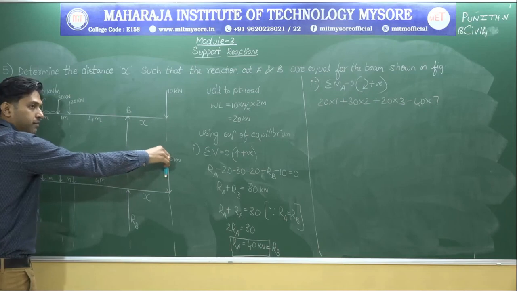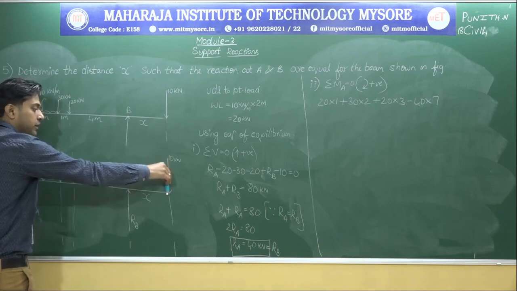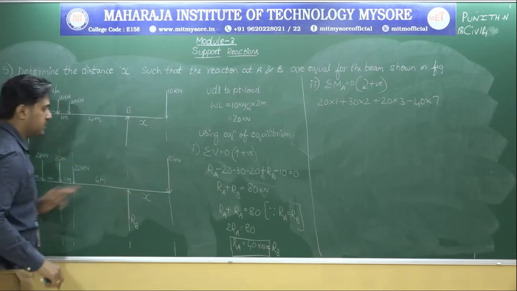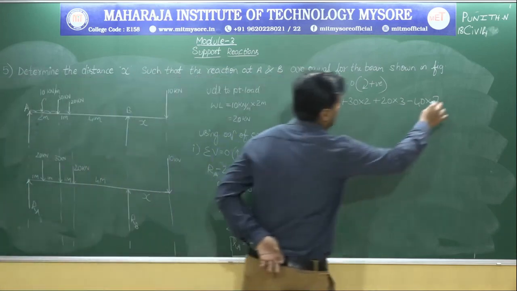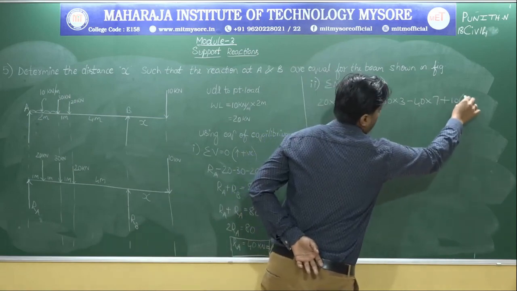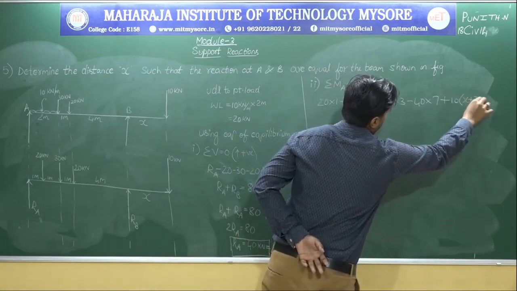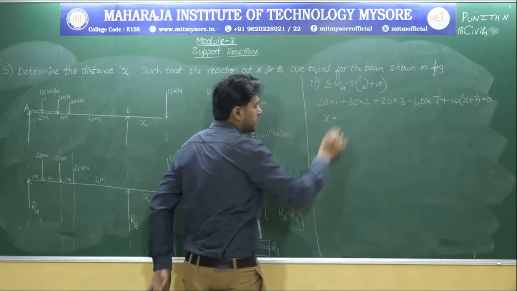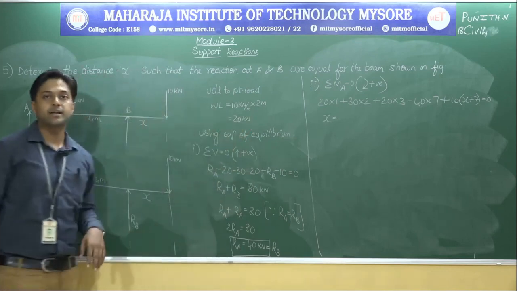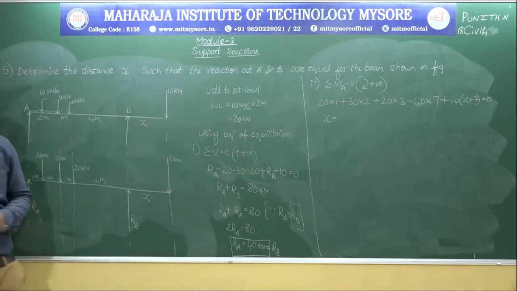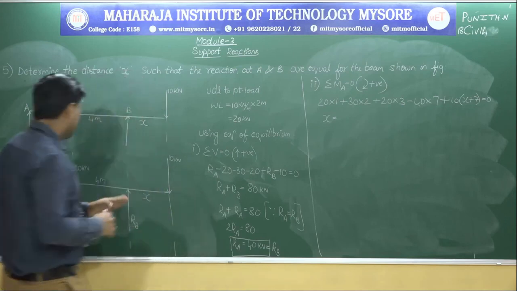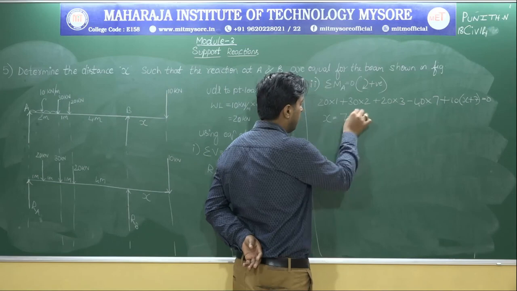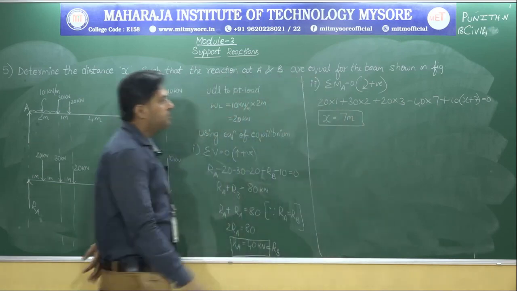The last one is this. So this 10 kilonewton, it should go and touch it in clockwise direction. So 10 into total distance. So it is 7 plus x. So clockwise 10 into x plus 7. So use the calculator, that is the solve option, directly you will get the answer. So the value of x is 7 meter. Using the calculator, if you solve, the value of x is 7 meter.